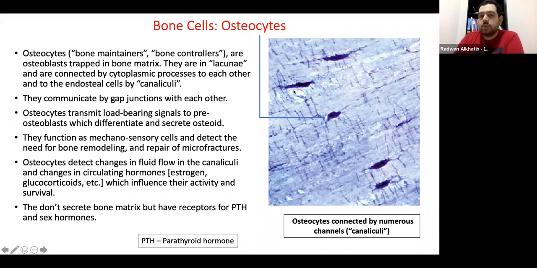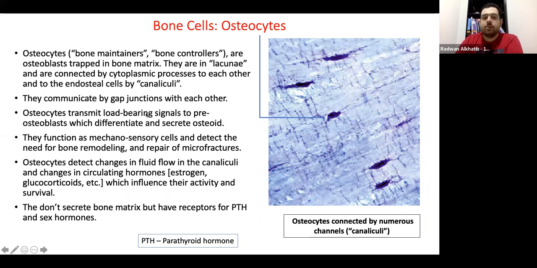Okay, and of course they are not each one by itself. They are connected to each other by what we call the canaliculi. These are small tunnels through which the osteocyte sends projections, and then these projections connect each cell to each other, okay? And they communicate through gap junctions. Now, osteocytes transmit the load-bearing signals to the pre-osteoblast, which differentiate and secrete osteoid.